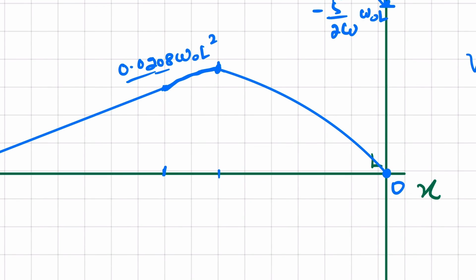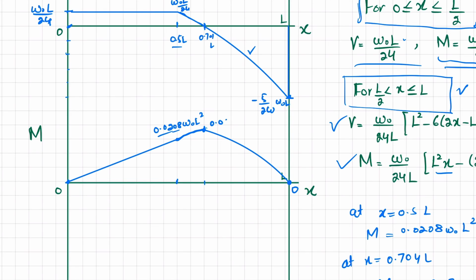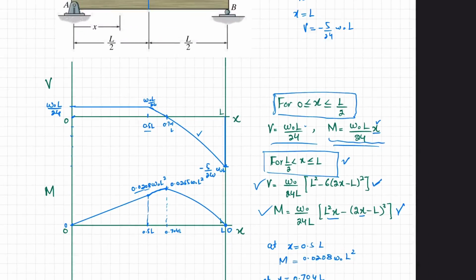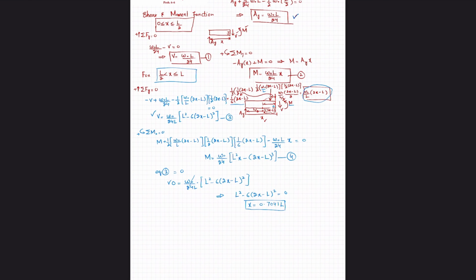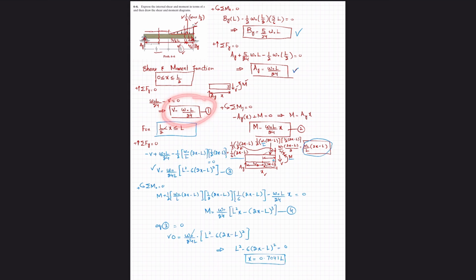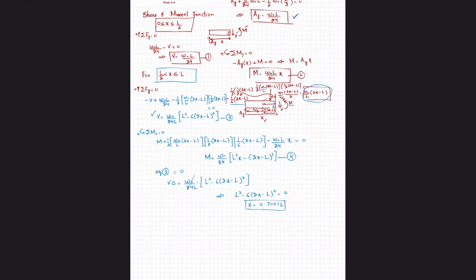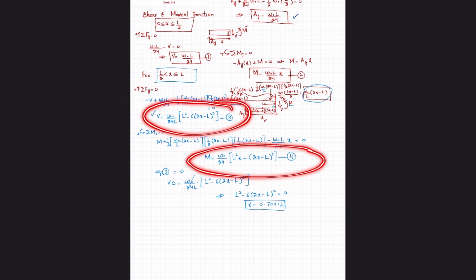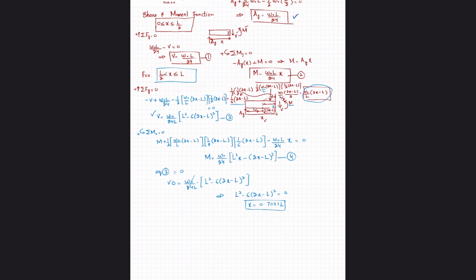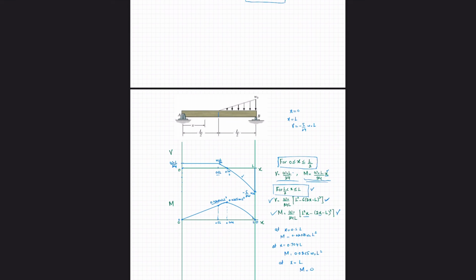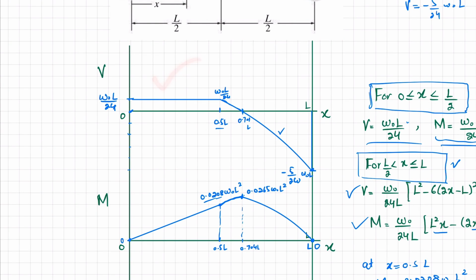So this is your bending moment diagram, and this point is 0.0265 W naught into L square. This is at a length of 0.5 L, and this is at a length of 0.704 L, and at length L it is 0. So equation 1 and equation 2 are the shear force and bending moment relations for x greater than 0 and less or equal to L/2, and equation number 3 and 4 are the shear force and bending moment equations for x greater than L/2 and less or equal to L, and this is their shear force diagram and their bending moment diagram.